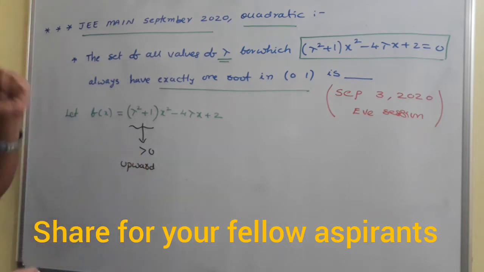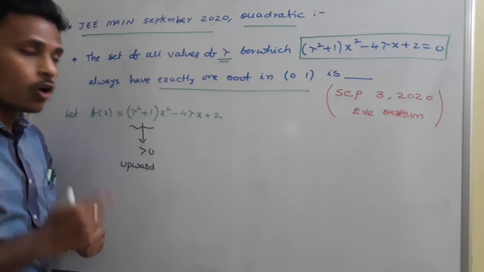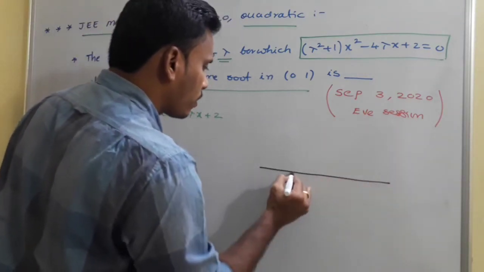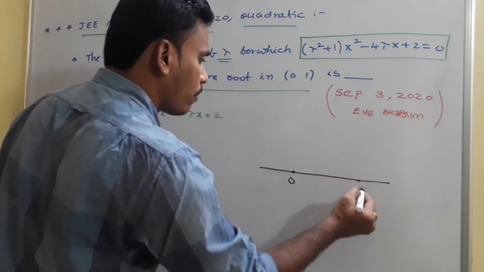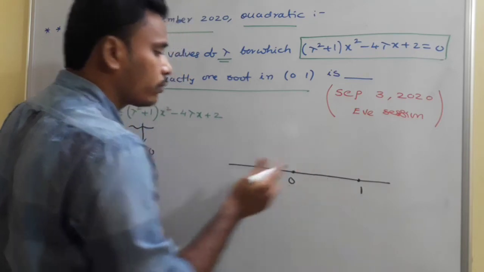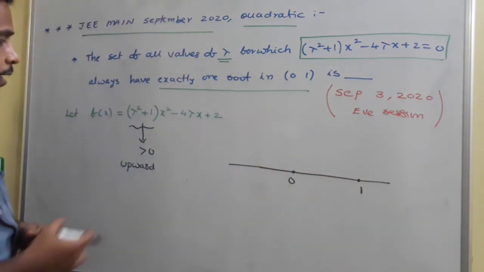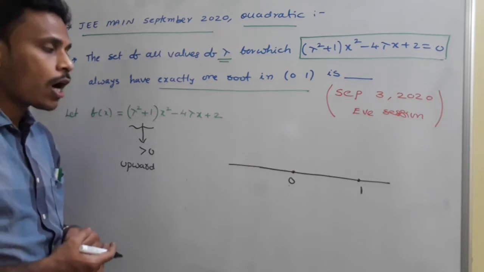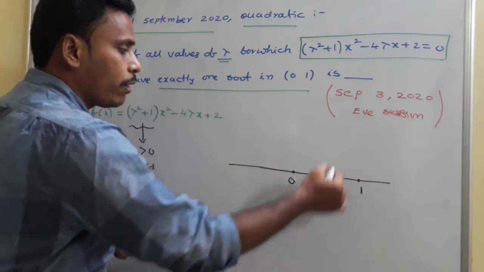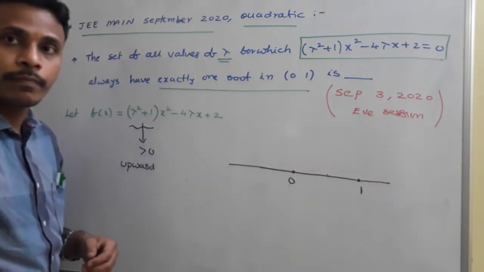As they mentioned, it has exactly one root in between 0 and 1. So what do we need to consider? When you try to sketch the rough graph, somewhere we have 0 here and somewhere we have 1 here. So in between 0 and 1 we have exactly one root. So we need to sketch the graph. The graph is an upward parabola. How to sketch the graph? One root is in between these two. The graph may be in such a manner or the graph may be in such a manner.